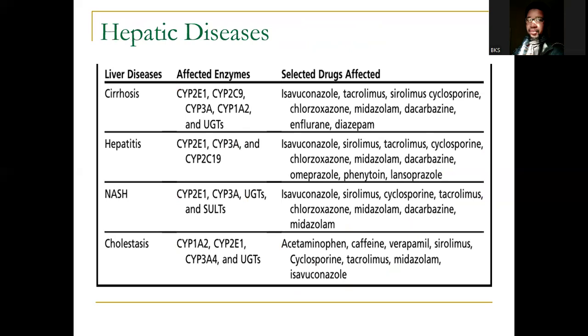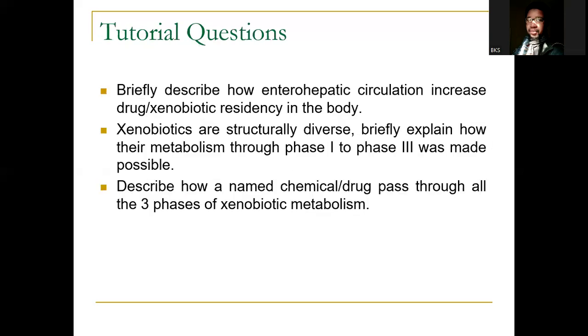Some of these enzymes are affected by liver disease, like cirrhosis. We have cytochrome 2E1, 2C9, 3A4, cytochrome 1A2, and UGTs. And these are some of the selected drugs that have been affected in this condition. By the way, this is just an example.